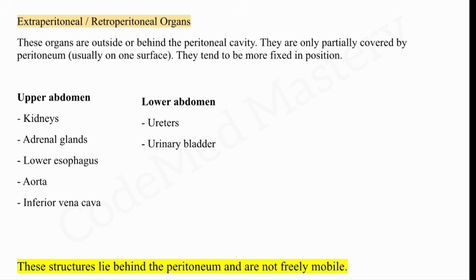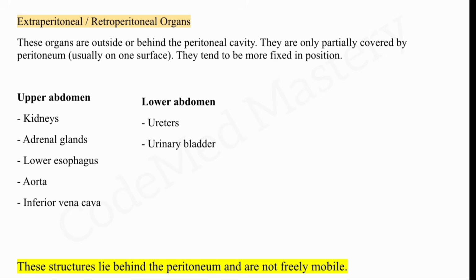The extraperitoneal organs present in upper abdomen are kidneys, adrenal glands, lower esophagus, aorta and inferior vena cava. The extraperitoneal organs which are present in lower abdomen are ureters and urinary bladder.